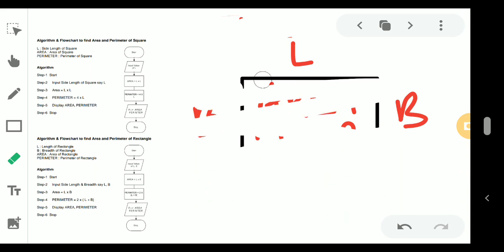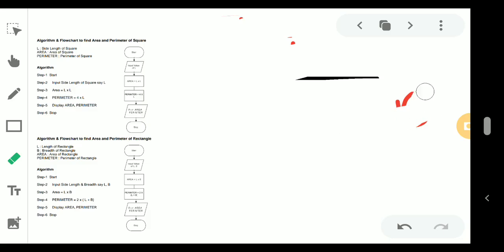Okay, so in the algorithm, what is the first step? The first step is declaring L as the length of a rectangle, B as the breadth of a rectangle, Area as the area of the rectangle, and Perimeter as the perimeter of the rectangle. Step 1 is start. Step 2 is input the length and breadth, in L and B. In L I put the value of the length, and in B I store the value of the breadth.